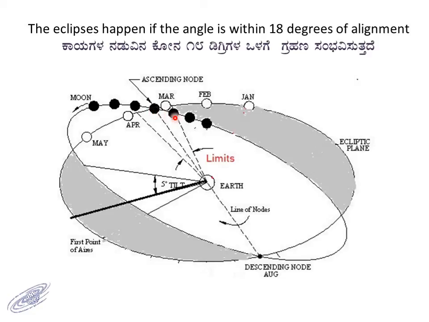Here, it may be a partial eclipse. Here, because it is exactly on the node, it may be a total eclipse. This limiting angle of 18 degrees is what decides the type of eclipse. If it is far from the node, it will be only a partial eclipse. If it is exactly at the node, then it is a total eclipse. Depending on this angle of separation, we have different types of eclipses.